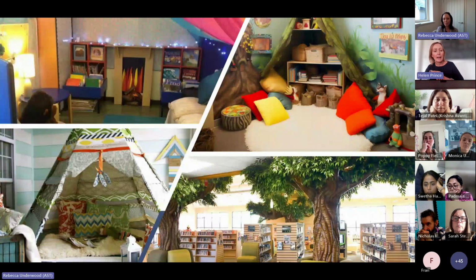Bex mentioned earlier about how important spaces are, and Pinterest will give you very many happy rabbit holes to jump down to see what can happen in classrooms.